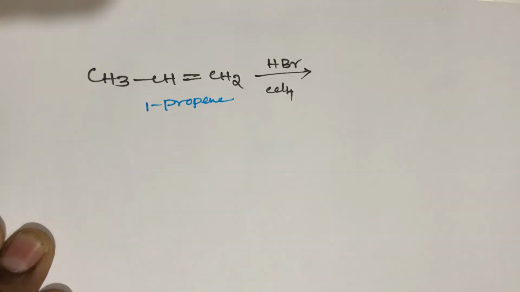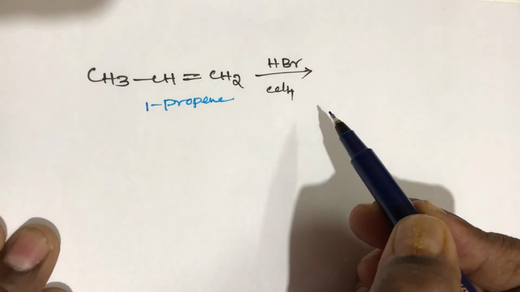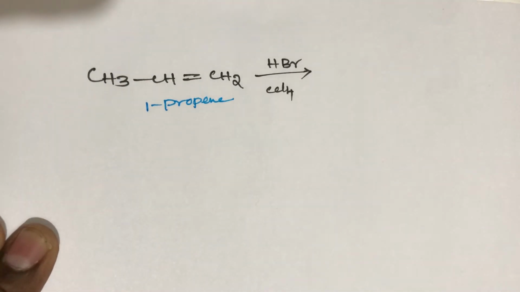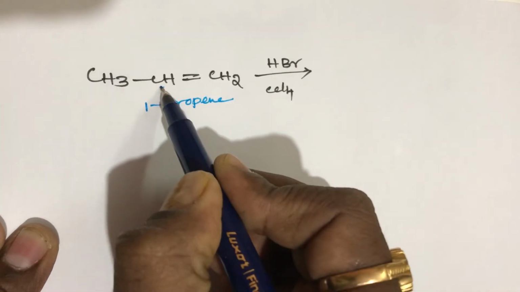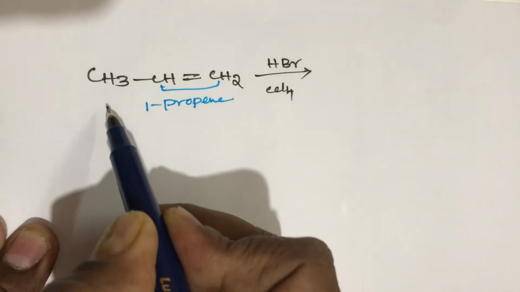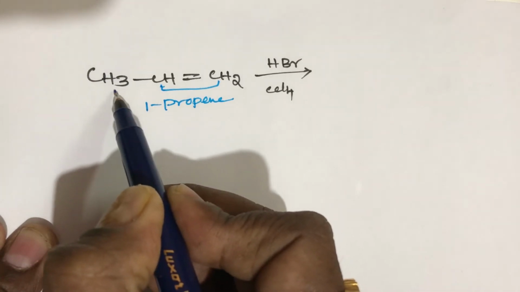This 1-propene reacts with HBr in the presence of CCl4. CCl4 is a non-polar compound. So, in the first step, bond breaking happens. This is the double bonded carbon, CH double bond CH2. Beside this double bonded carbon, a CH3 group is there.